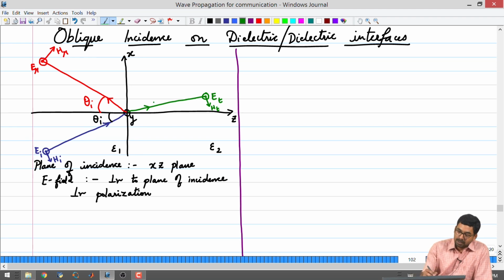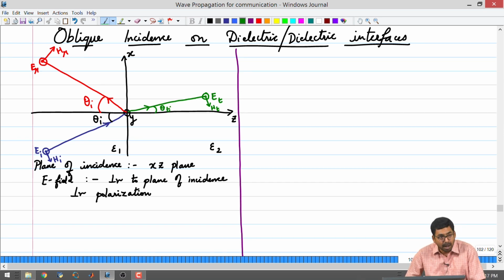Now, there is one more quantity we need to mark here, which is theta t, and theta t can be different than theta I. We do know that there is something known as Snell's law, where n1 sin theta I is equal to n2 sin theta t. So, it is quite possible that theta t is different from theta I. If epsilon 2 is different from epsilon 1, theta t will be different than theta I. To just indicate that, I have marked a green color with a smaller angle. It could also be a different angle, depending upon the ratio of permittivities, etc. We will get to that later.